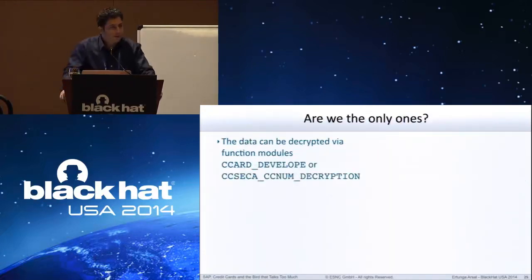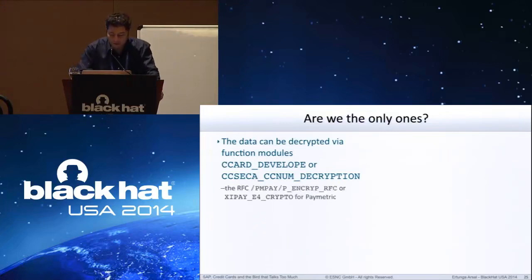There are two critical function modules here. These are the CCARD_DECRYPT and CCNUM decryption function modules. Using this, the encryption is isolated there, so you don't need to do much. They just work. And if you are using external solutions like Paymetric or other solutions, they also have some functionality to decrypt the credit card numbers.